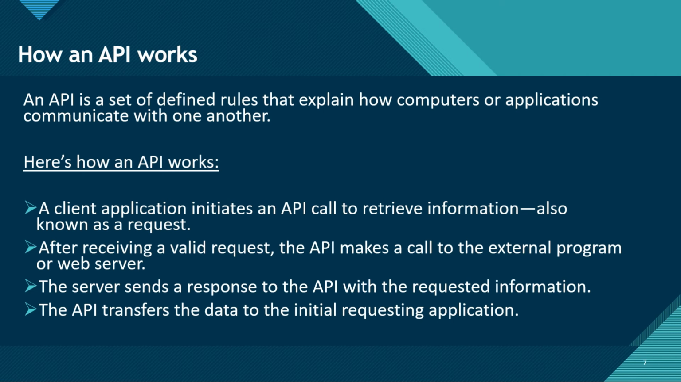Now, how does an API work? The API is a set of rules that explain how computers communicate with one another. So a client application initiates an API call to receive information. It's also called a request. Now, after receiving the request, the API makes a call to the external program or the web server. The server then sends the response to the API with the requested information. And lastly, this API transfers the data to the initial requesting application.